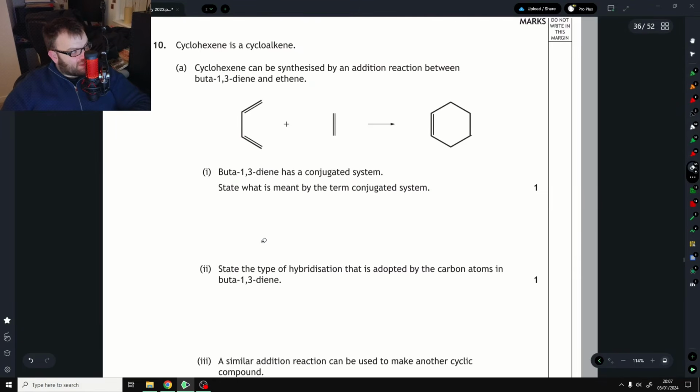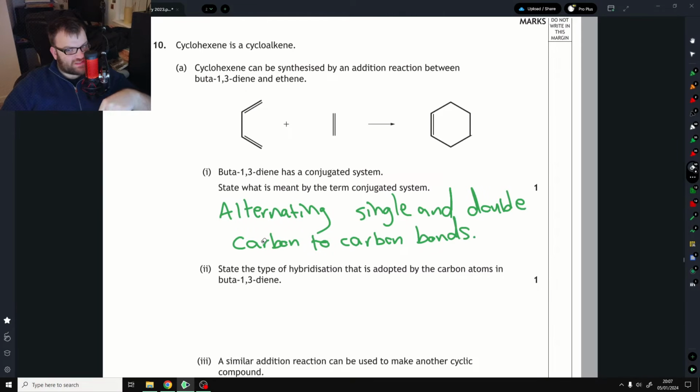In this question, we're asked about conjugated systems. Conjugated systems have alternating carbon-to-carbon single and double bonds, which we can see in here. We're asked about the type of hybridization. We have 3 types of hybridization we need to be aware of. sp3 you'd find in the alkanes, sp2 in the alkenes, and sp in the alkynes. Here we've got butadiene, that means it's going to be sp2 hybridization.